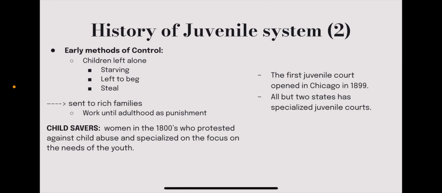Back then, many families were torn apart because of their economical problems. Many parents left their children unsupervised, and their children were left to starve, beg, and steal in order to survive. As a result, the children were sent to wealthy families where being poor wasn't a problem. However, they did have to work for that. This connects to our juvenile system today because they were sent there as a punishment for their actions.